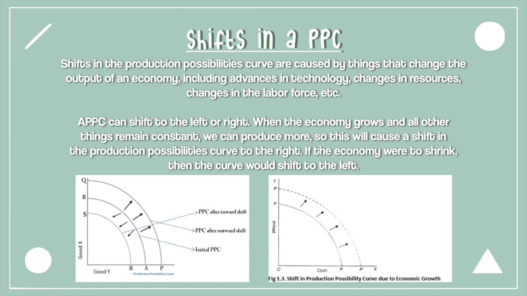So the more specialized the resources, the more the curve will bend. A PPC will shift to the left when an economy has suffered a loss of some of its scarce resources. This reduces an economy's productive potential. A PPC will shift to the left if resources run out, if there is a failure to invest, and many more.